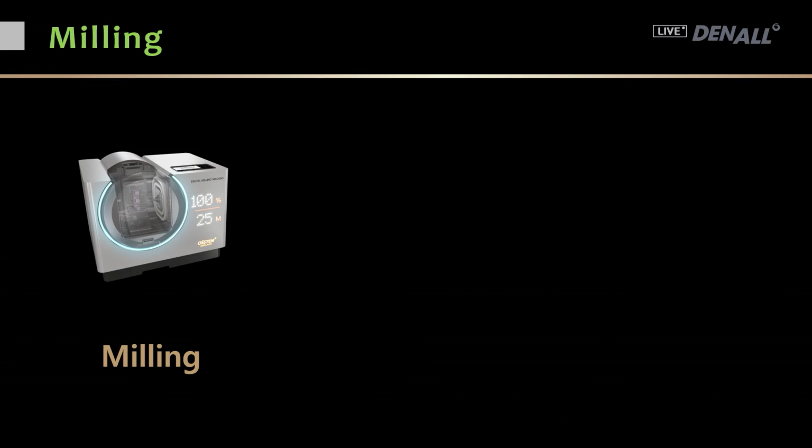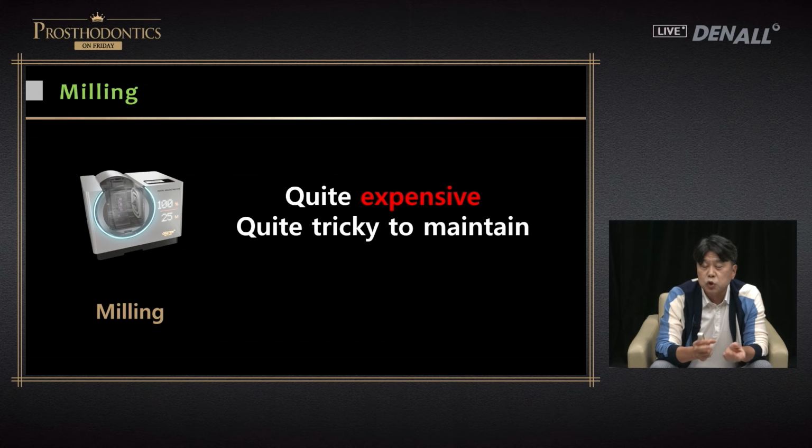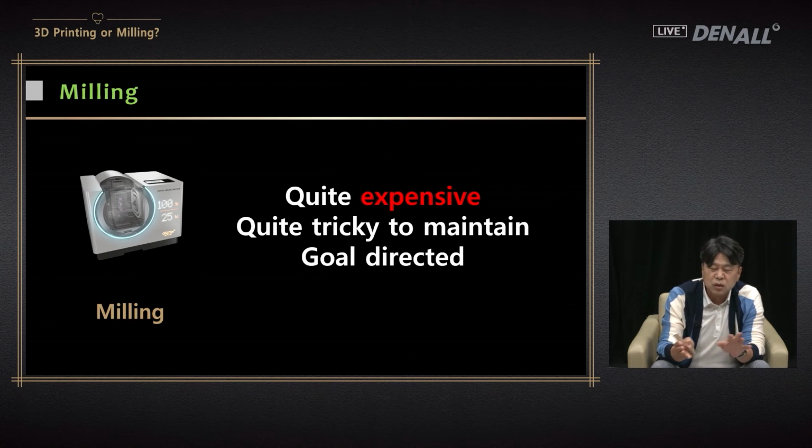So in summary, milling units are the most expensive one among the basic equipment. It used to be the intraoral scanner which was the most expensive, but now it is in the middle price range. The milling machine is the most expensive one, and in terms of maintenance, it is a little bit tricky compared to 3D printers, but it is not really difficult to maintain. A little bit more attention needs to be paid to the maintenance compared to 3D printers.